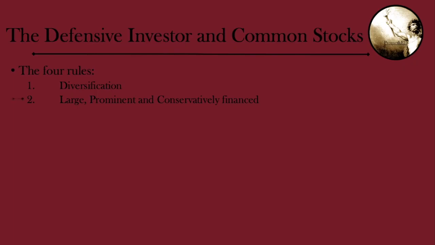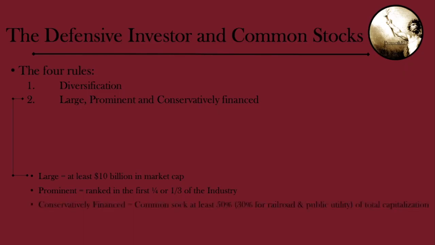What this means, in simple terms, is that a company should have at least 10 billion in market cap, should be ranked in the first, fourth, or third of its industry, and should be financed with at least 50% by common stocks. For railroad and public utility companies, the total capitalization should be at least 30% out of common stock.